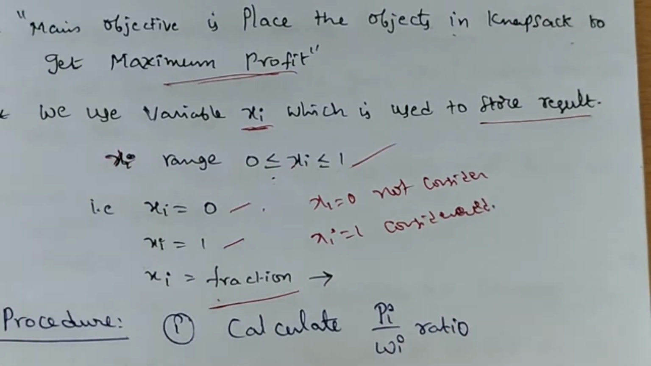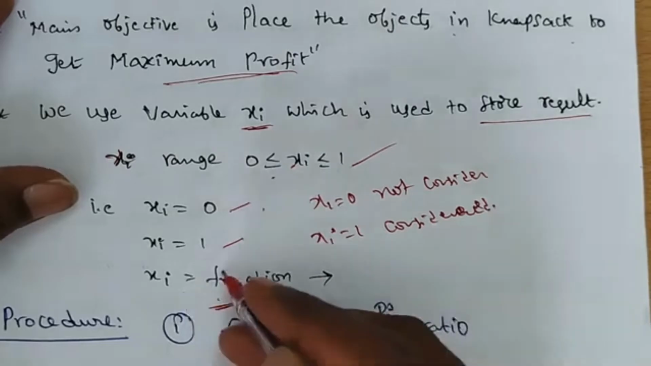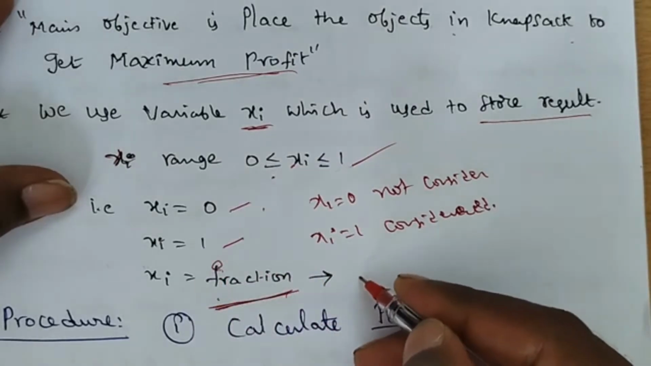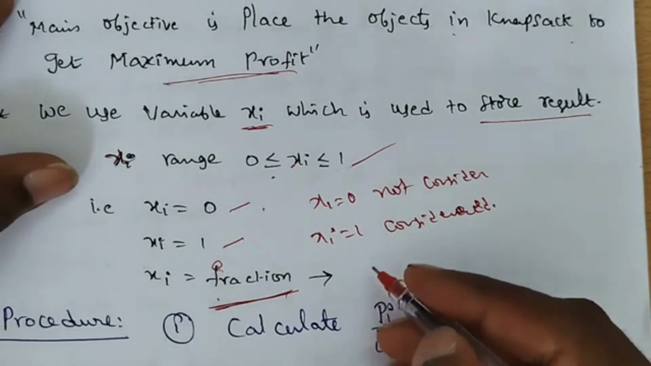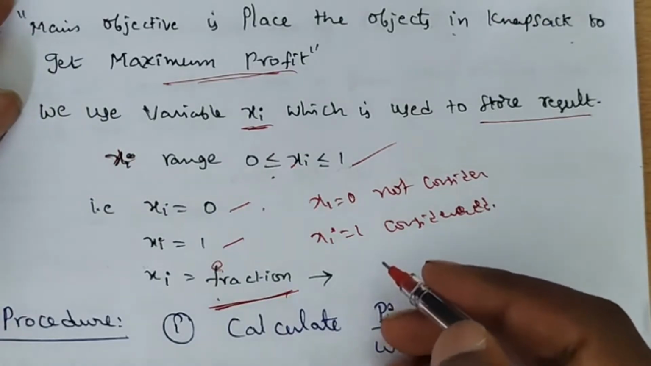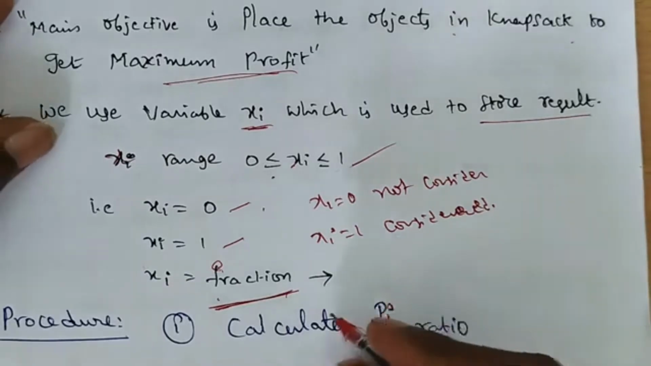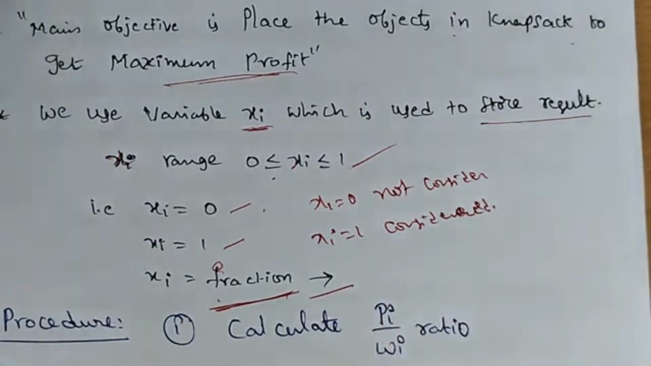In the knapsack problems we saw previously, there are no fractional values, but in this greedy method, xi equal to a fraction means we will consider a fraction part of the item. Fraction part of the object.